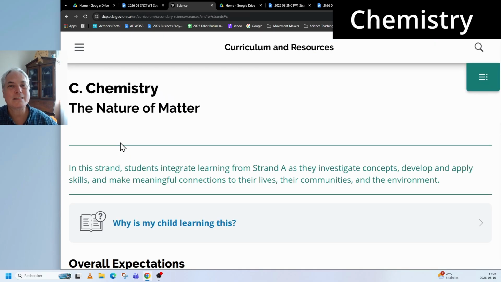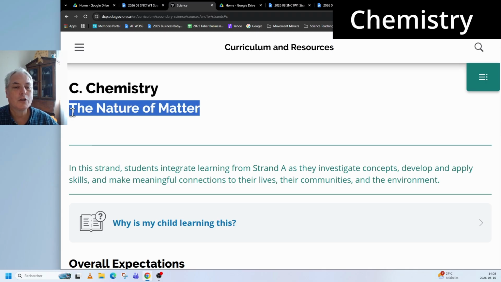This next unit is about chemistry, so let's see what the plan is for the grade 9 class this year. So it's called The Nature of Matter, and it is the introduction of pure substances related to the periodic table, elements, and compounds. So let's see what we're going to learn.